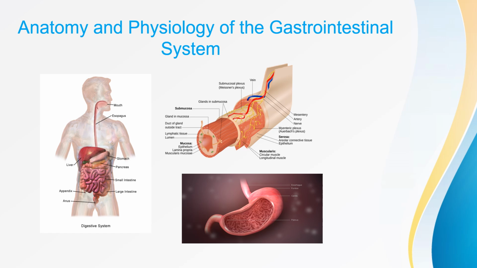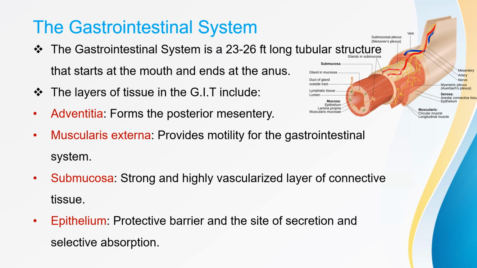Let's dive in. The gastrointestinal system. The gastrointestinal system is a 23 to 26 foot long tubular structure that starts at the mouth and ends at the anus. The layers of tissue in the GIT include the adventitia, which forms the posterior mesentery, the muscularis externa, which provides motility for the gastrointestinal system, the submucosa, which is a strong and highly vascularized layer of connective tissue, and the epithelium, which forms a protective barrier and the site of secretion and selective absorption.